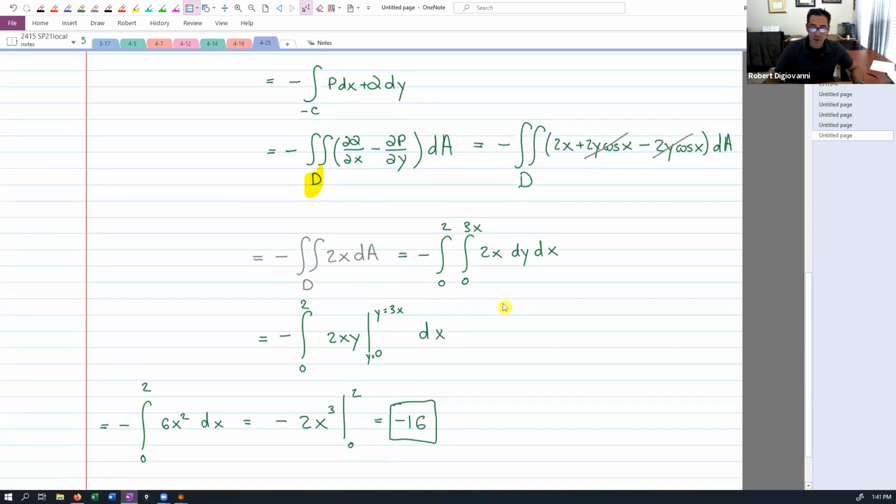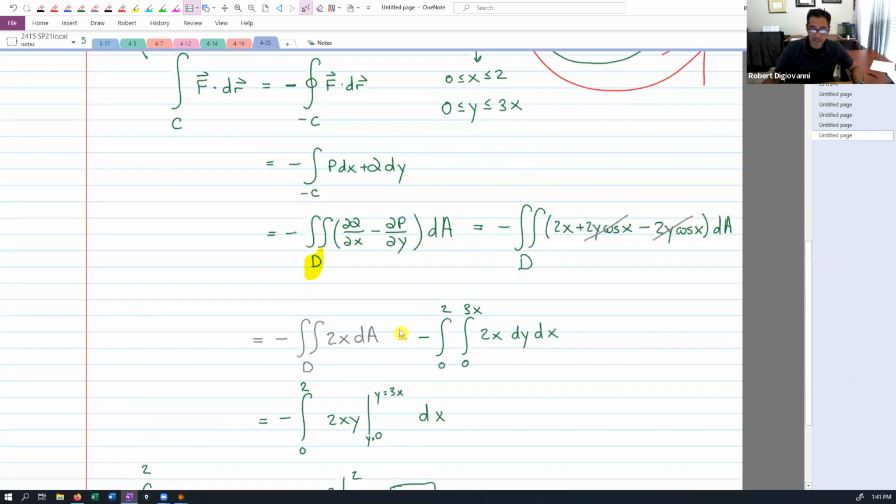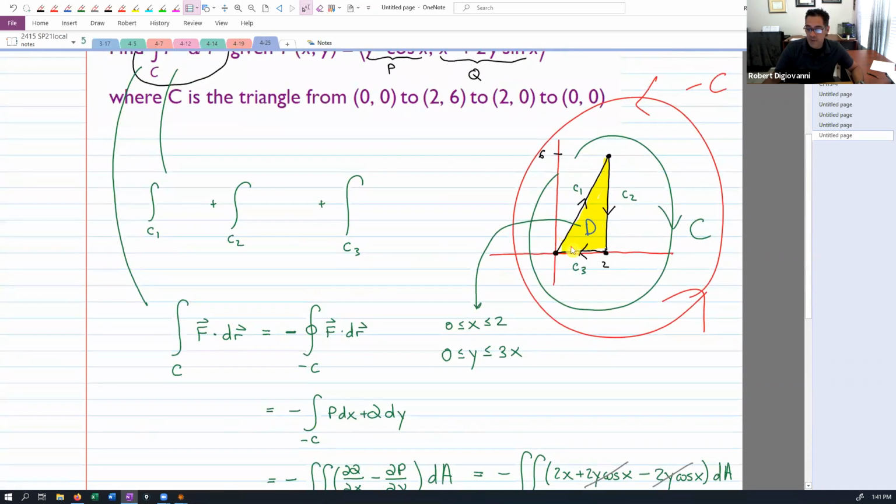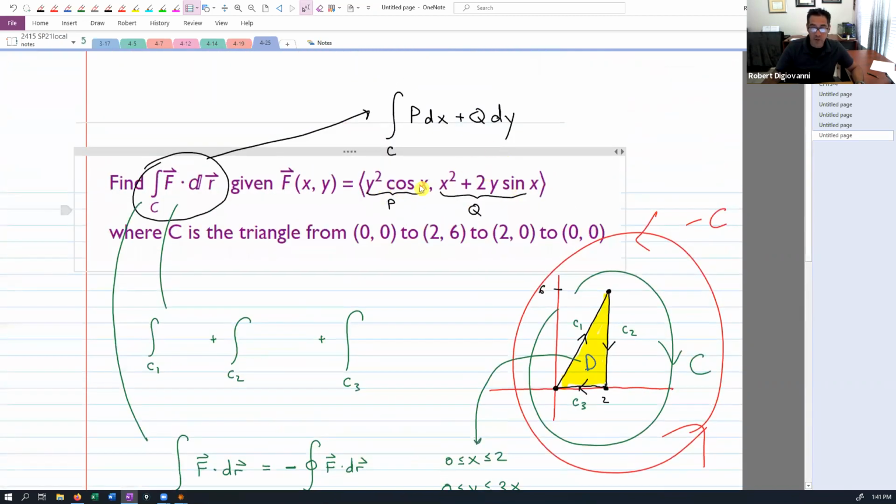Which, trust me, is much faster to do this way than it would have been to break this into 3 paths and have to find parametric representations for each path, and then have to actually try and compute this up here. It would have been a disaster, trust me.